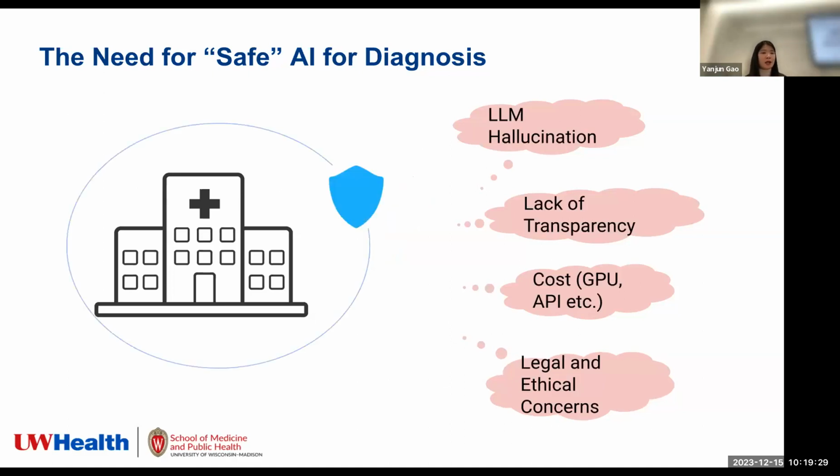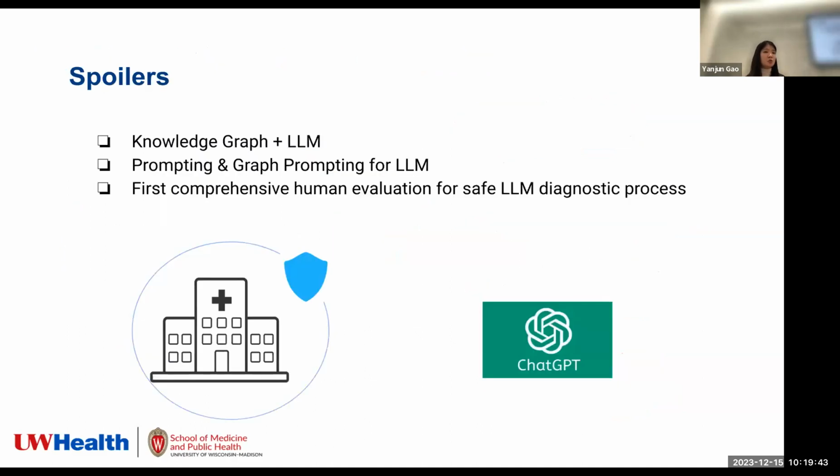So my goal, and also what our lab is focusing on, is trying to build safe AI, in particular for diagnosis generation or diagnosis prediction, which is the main topic of my talk today. And just a little spoiler alert, what I'm going to talk about includes these keywords. I'm going to include some work on knowledge graph plus LLM. I'm going to talk about prompting, especially graph prompting for LLM. And we also proposed the first comprehensive human evaluation for safe LLM diagnostic processes.